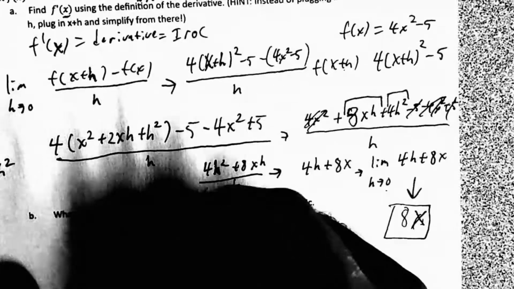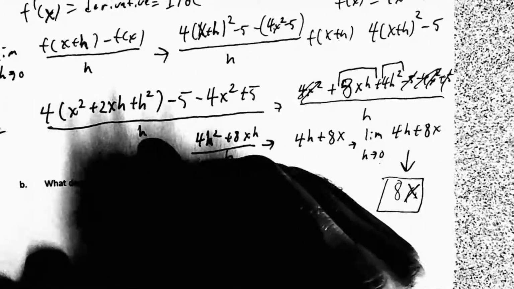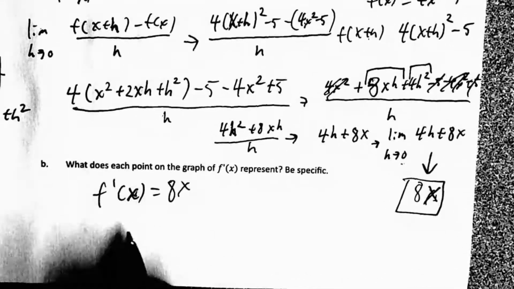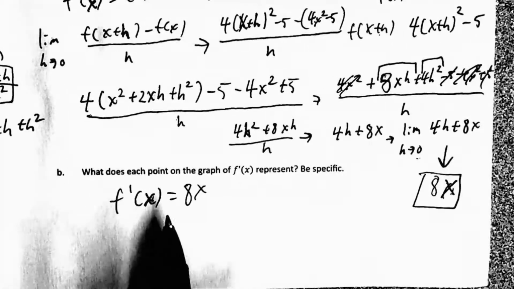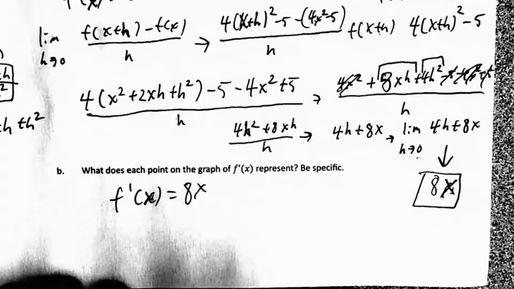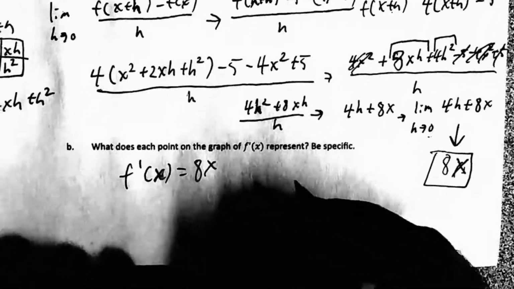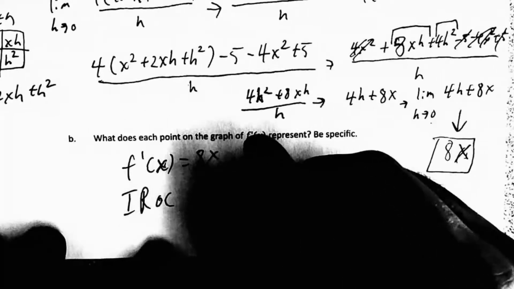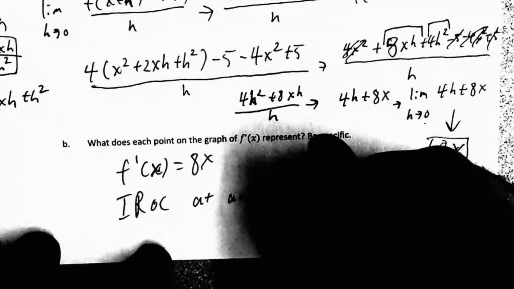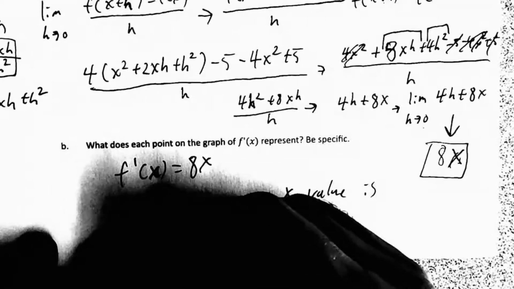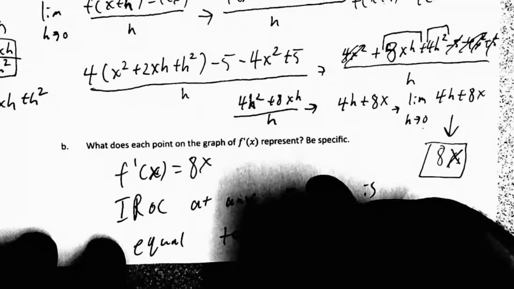The derivative of x, f prime of x, equals 8x. That means the slope of the tangent line at any given point, the instantaneous rate of change at any point, is 8 times the x value. I'm going to write it like that: instantaneous rate of change at any x value is equal to 8x.